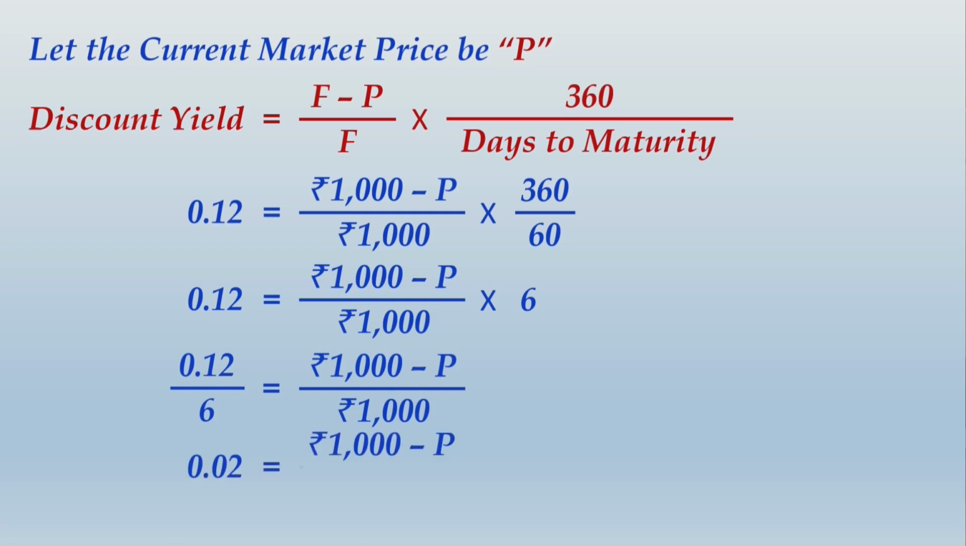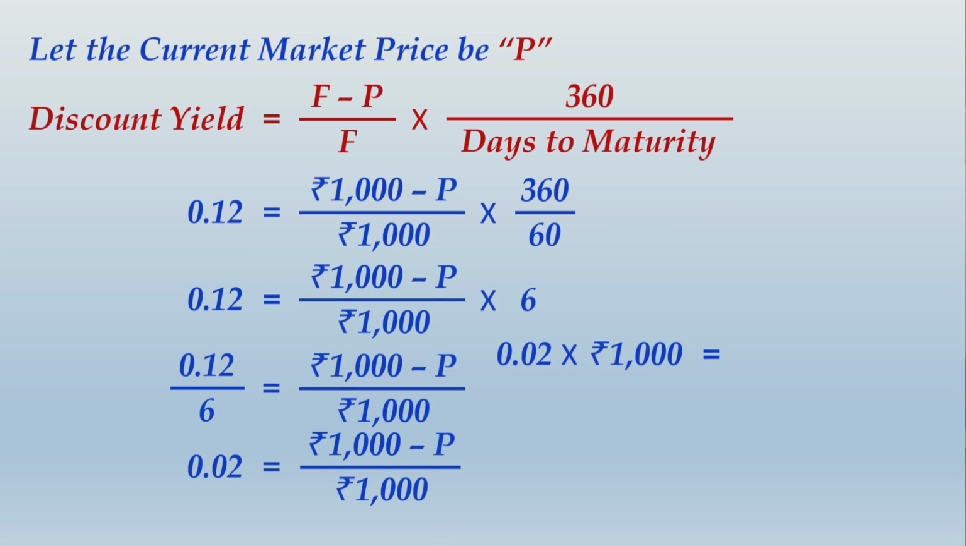So basically (1000 minus P) divided by 1000 gives you 2%, because if the annualized discount yield was 12%, the holding period yield will be based on the 60-day holding period compared to 360 days in a year. So obviously you are going to consider that 0.12 as discount yield, which is annualized. So for the holding period, it is just 2%.